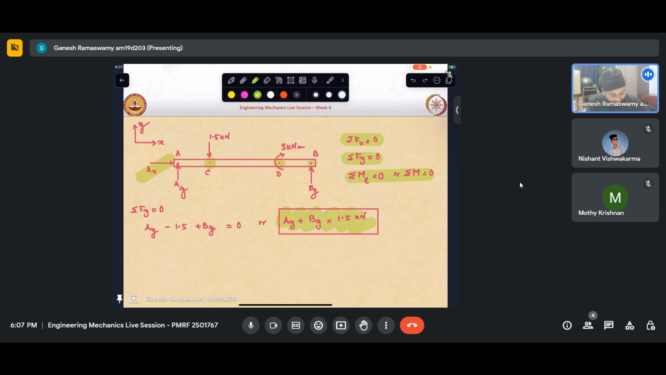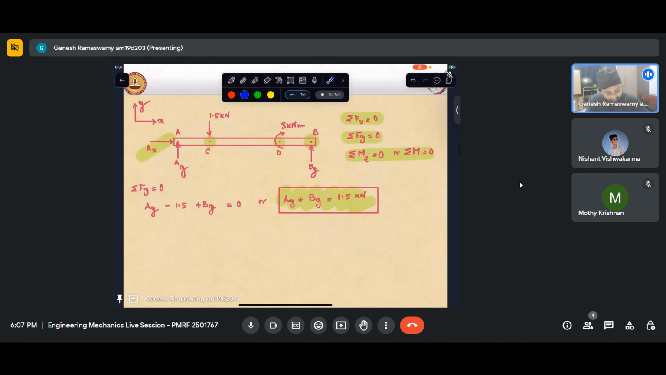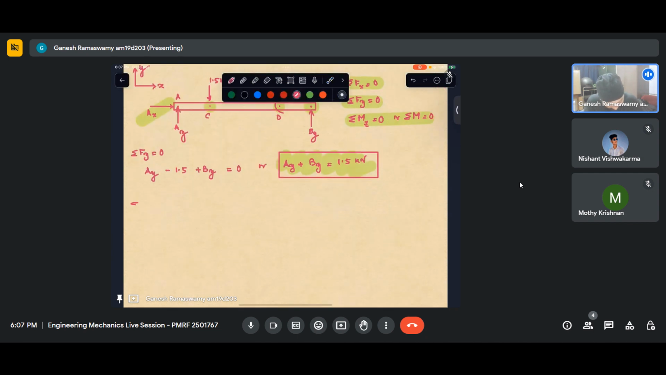So if I take moment about this point B, then the contribution of By essentially becomes 0. So at once I can solve for Ay, which is what I should have started with. Even the sigma Fy equaling 0 is not required in that case. So let us go ahead and do that. I'll take sigma moment about point B.